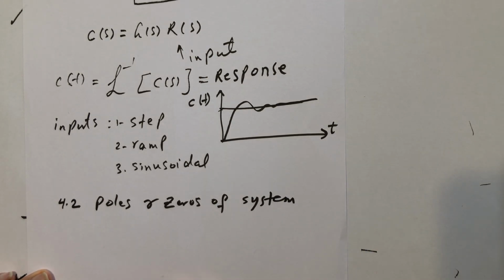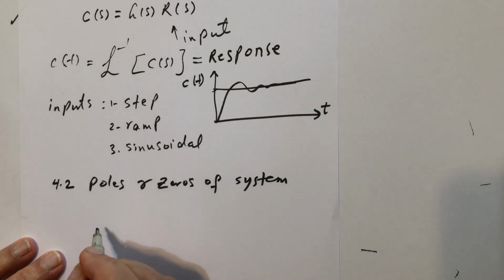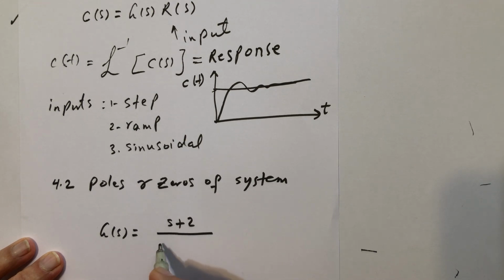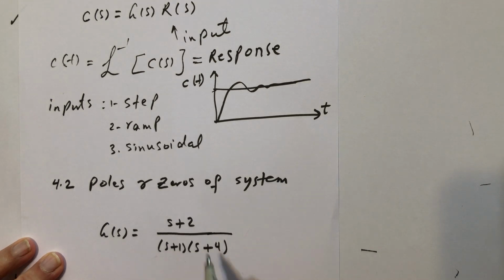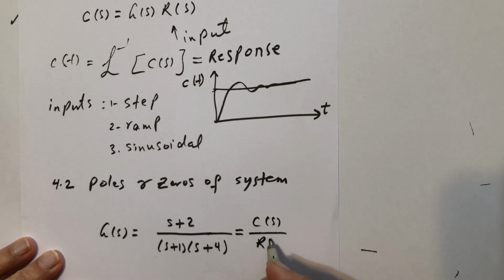What do poles and zeros of a system mean? Now suppose I have a transfer function G of S equal to S plus 2 over S plus 1 times S plus 4. Where did I get this from? Maybe it was a second order differential equation, then I put it into Laplace transform, and I get something like that. So this is the transfer function of some system. We can say it is equal to C of S over R of S.